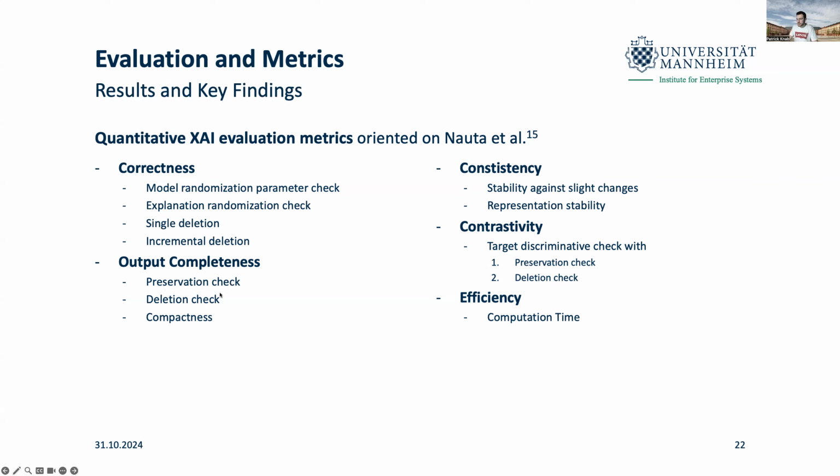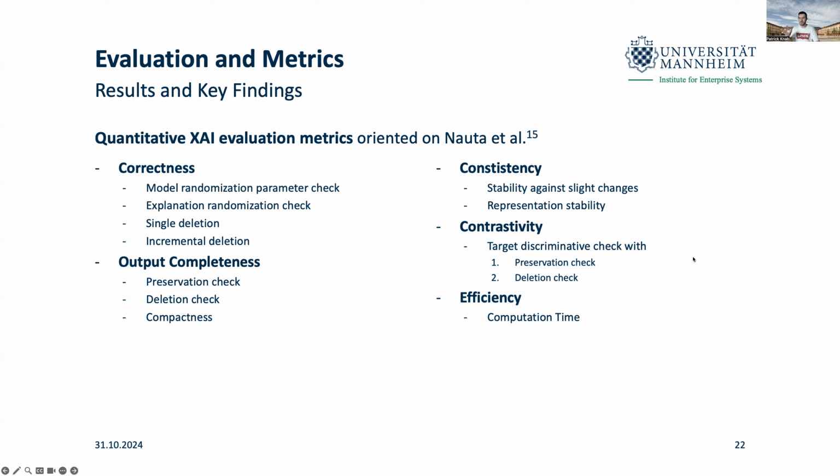For output completeness, we only give back the model, the explanation itself, and everything but the explanation for the deletion check. For compactness, we measure the fraction of the image used as the explanation. For consistency, we introduced slight noise based on the image itself. And for representation stability, we run the same explanation multiple times and observe its variation. And for the contrastivity check, we use another model.